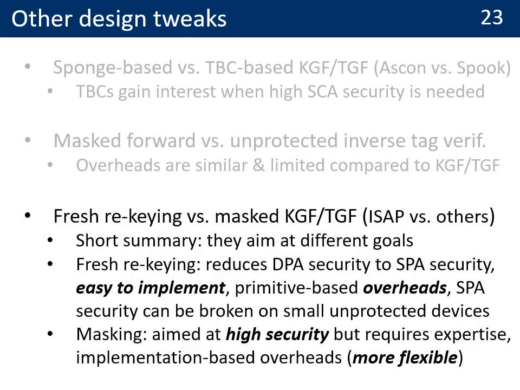And finally, we discussed the instantiation of the key generation function and tag generation function with fresh rekeying or the masked tweakable block cipher. There, the short summary is that they aim at different goals. For fresh rekeying, the goal is to reduce DPA security to SPA security. It is therefore easy to implement, but all the overheads are primitive based and they will always be there. We also show in the paper that SPA security can sometimes be broken on small unprotected devices. For masking, it rather aims at high security, which will require expertise, but the advantage is that the implementation overheads are more flexible because you can choose the security level that you want in encryption and decryption.